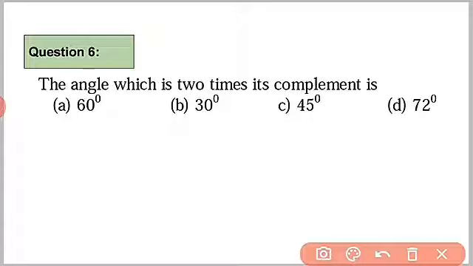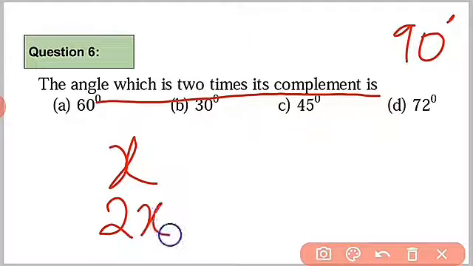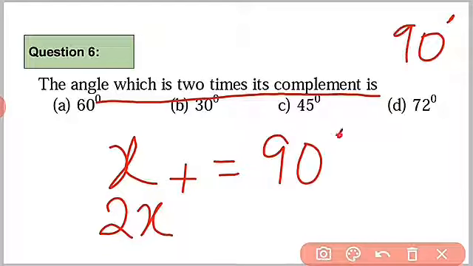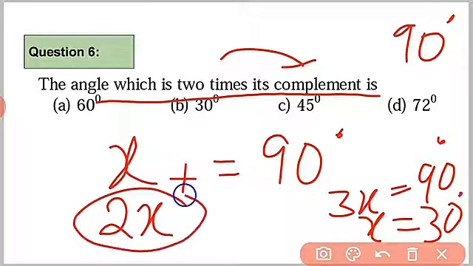Complementary angles are those angles whose sum is equal to 90 degrees. Over here it is asked the angle which is 2 times its complement. We don't know the complement, so let's take the complement as x. So the other angle will be equal to 2x, and their sum should be equal to 90 degrees as they are complements of each other. So 3x will be equal to 90 degrees. So what will be the value of x? It will be equal to 30 degrees. We have been asked the angle which is 2 times its complement, meaning this angle. So 2x will be equal to 60 degrees.